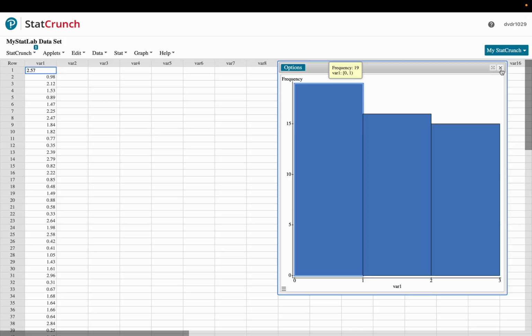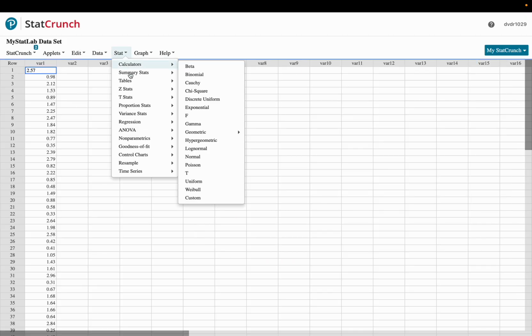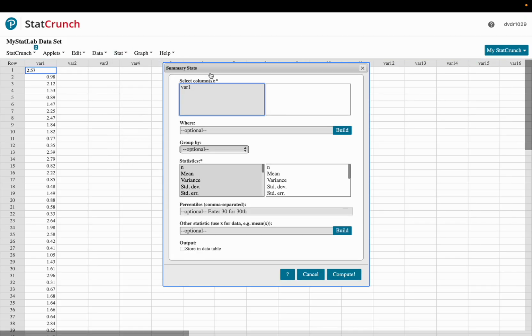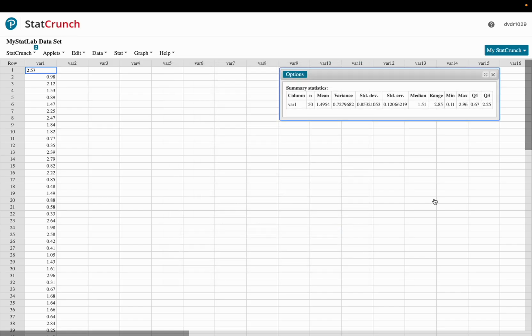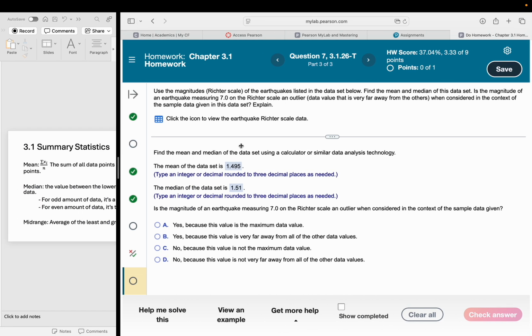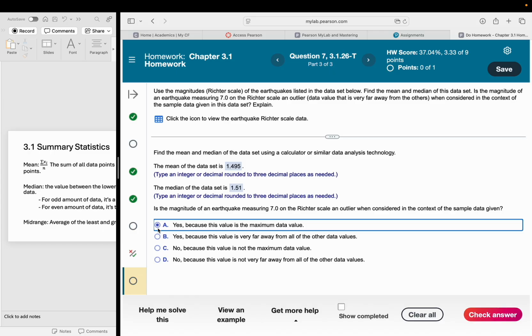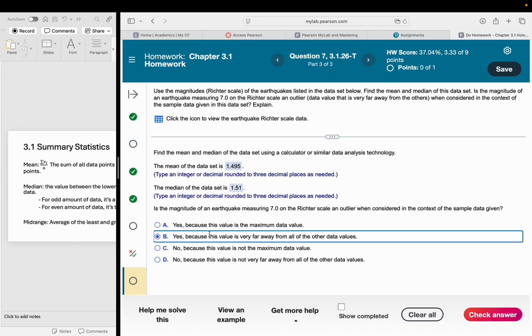I missed that in the summary stats because I missed that wording the first time. Sorry, let me get this. Column, compute. We already had a max. It was only 2.96. So would that be an outlier? Absolutely it'd be an outlier because it's way higher than even the max of the data. So sorry, I should have read a little bit further. That's what happens when you do this more than once. You start assuming what's going on rather than reading. Read carefully. Yes, because it's very far away from other data values.